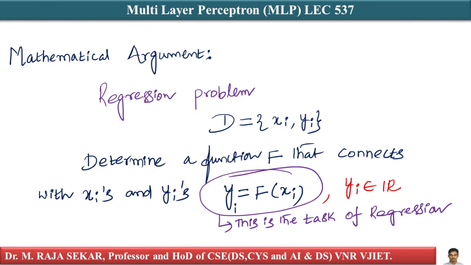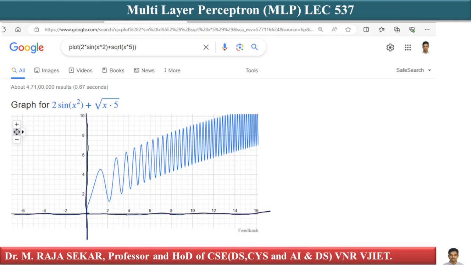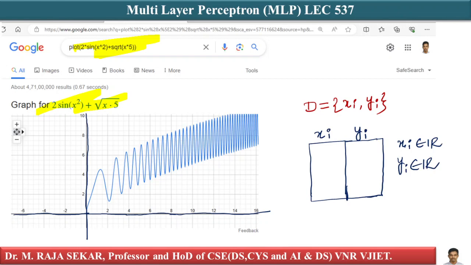Let's assume this is my x-axis, and I have a y-axis as well. I am given some data set xi comma yi, that is my capital D. Let's plot 2 sine x square plus square root of 5x. Let's assume xi belongs to R, yi belongs to R. When I plot the xi's and yi's in my data set, it looks like this.